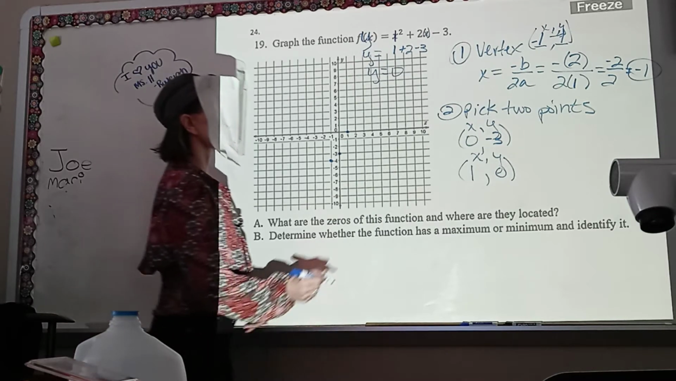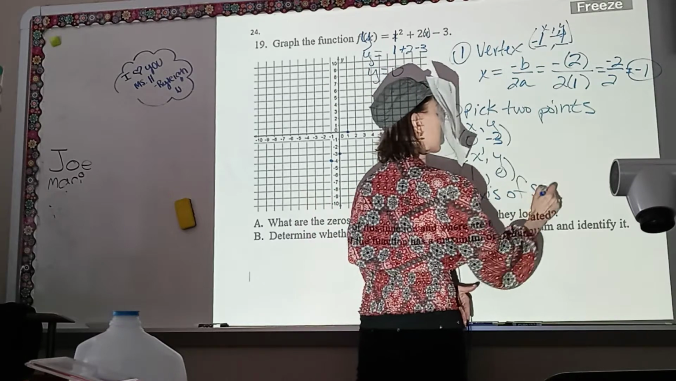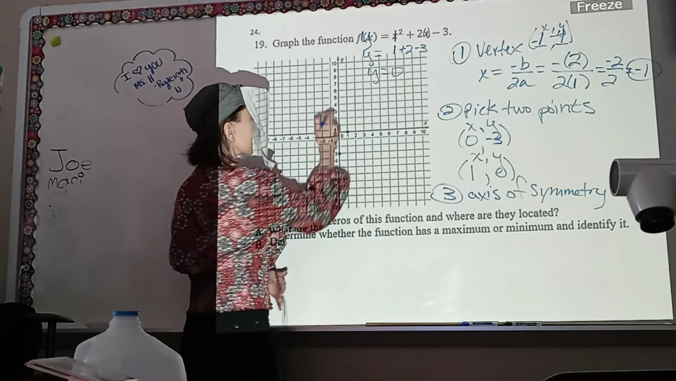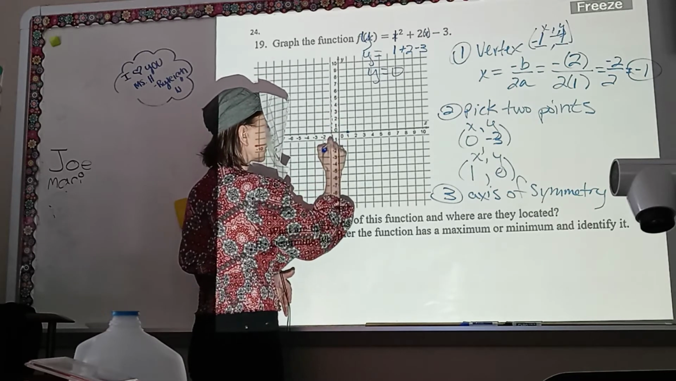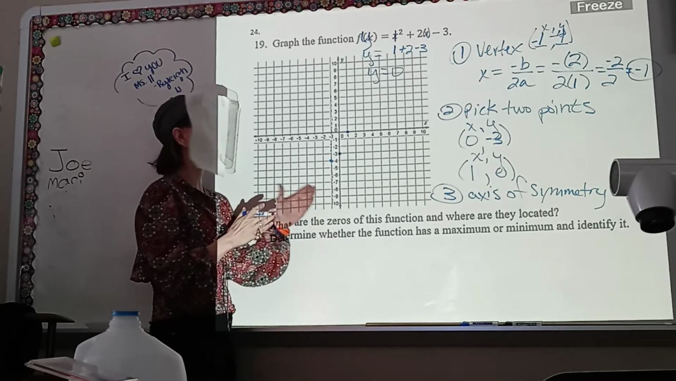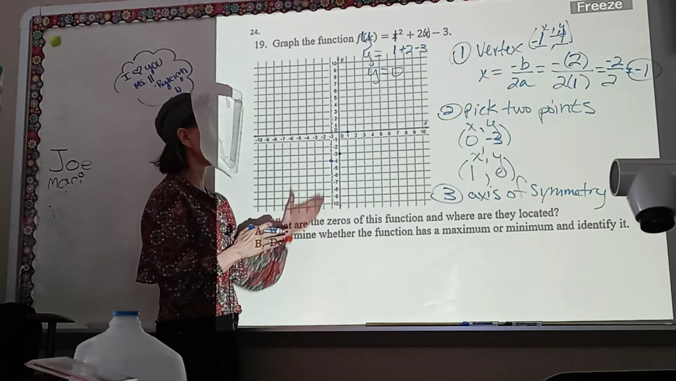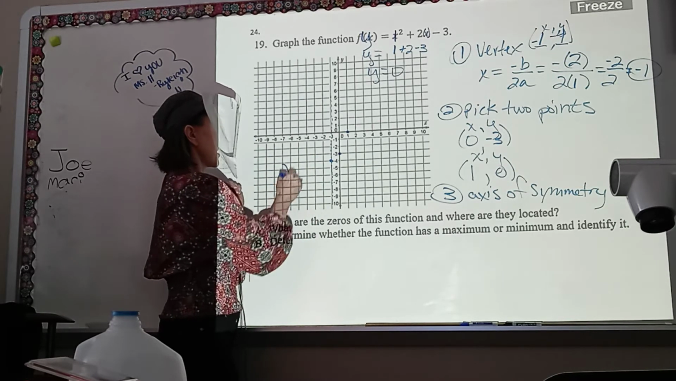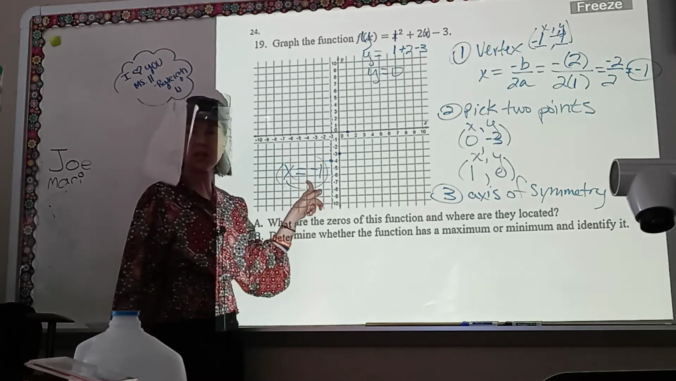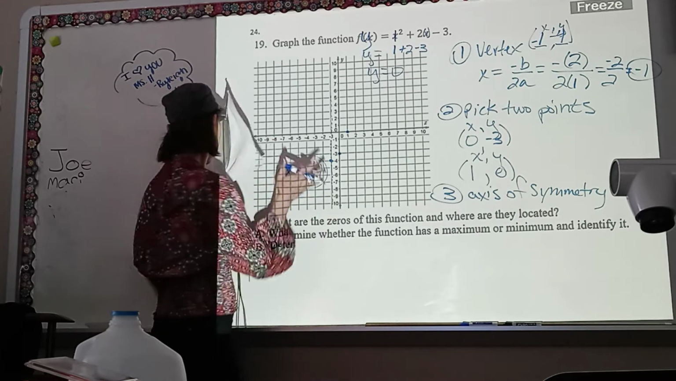Okay, so step 3 is using the axis of symmetry. Okay, guys? So the axis of symmetry goes through the vertex. And what did we say yesterday was the equation of this axis of symmetry? Well, it crosses over our x-axis at -1. So the equation of the axis of symmetry is x equals 1. Excuse me, -1. Okay, that's just a sidebar.